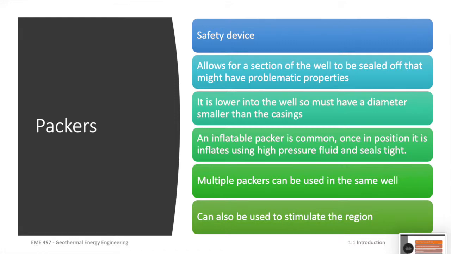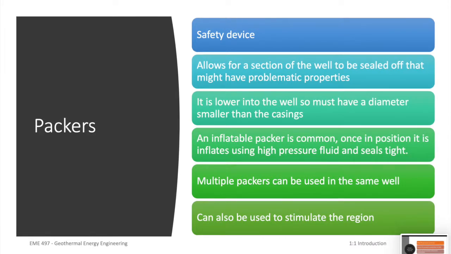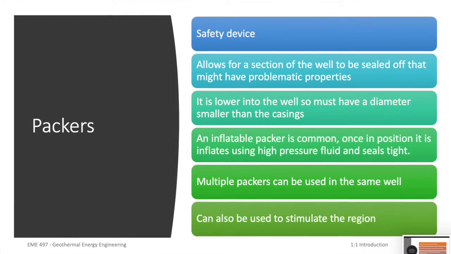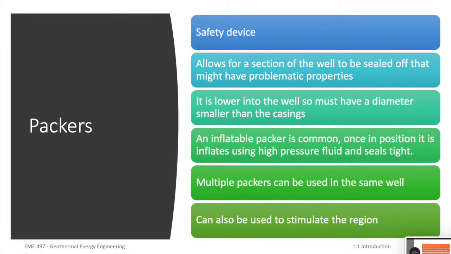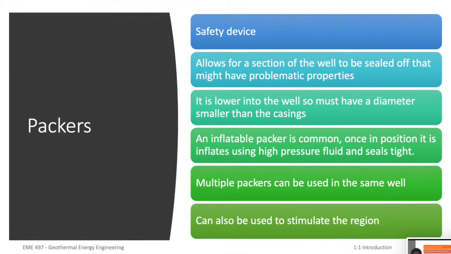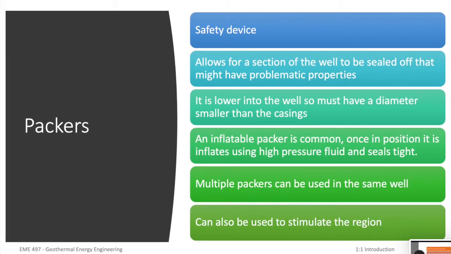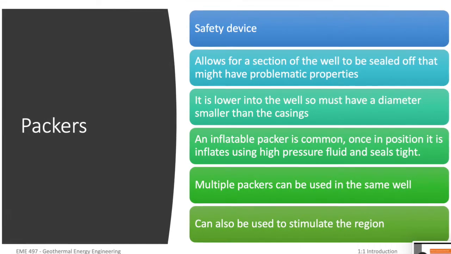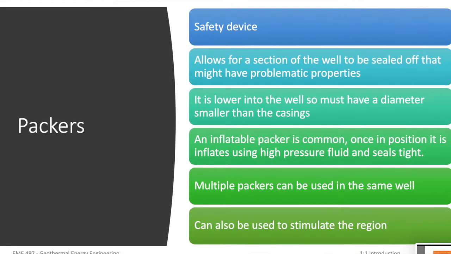Another crucial piece of equipment for the well is something called a packer. A packer is a safety device first and foremost. It allows for a section of the well to be sealed off that might have problematic properties that could affect the overall production and safety of the well. It is desirable to isolate these zones because they might have issues with porosity or permeability that don't make it economical to use.